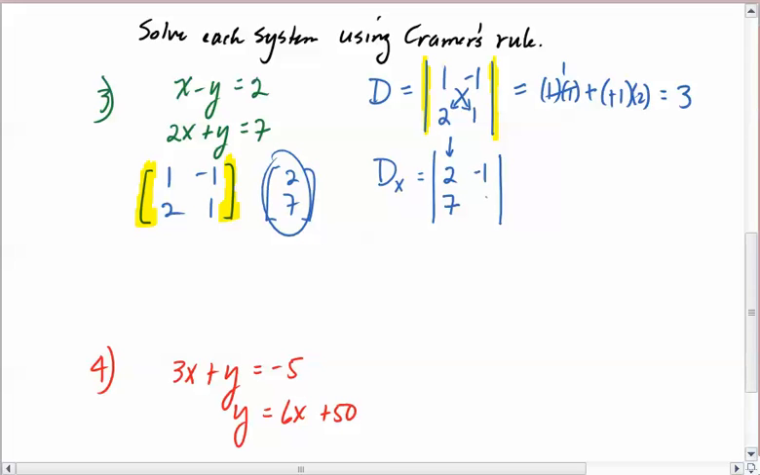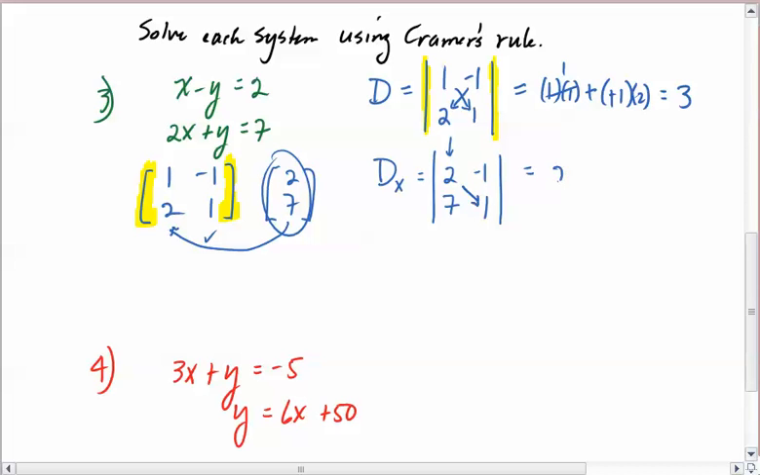Now watch. The y stuff stayed the same. The second column stayed the same. The first column did not stay the same. We substituted in the constant column matrix. So now let's find the determinant for that.